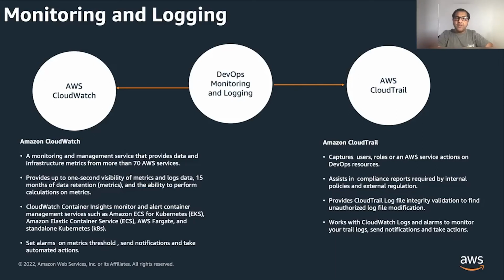AWS CloudTrail. AWS CloudTrail is an AWS service that helps you to enable governance, compliance, and operational and risk auditing of your AWS account. It captures users', roles', or AWS services' actions on the DevOps resources. It assists in compliance reports required by internal policies and external regulations.